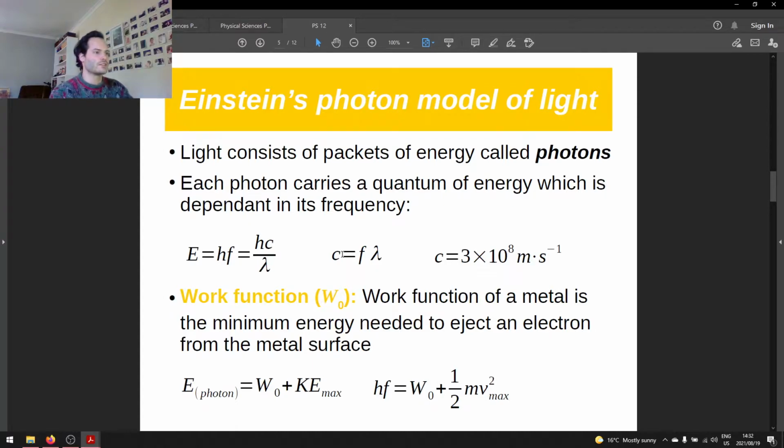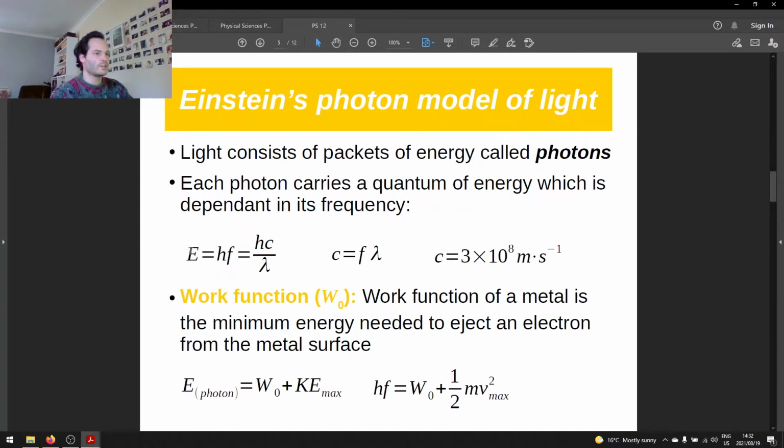Now, c is just a constant. It's the speed of light through a vacuum, and that's 3 times 10 to the power of 8 meters per second. That is also given on your data sheet. And then lambda is going to be the wavelength of the light. So we can see that as wavelength increases, it's in the denominator, so my energy is going to decrease. As wavelength decreases, energy is going to increase.